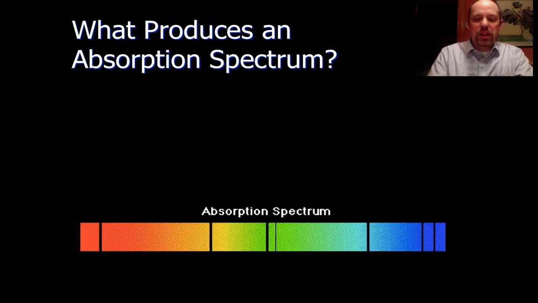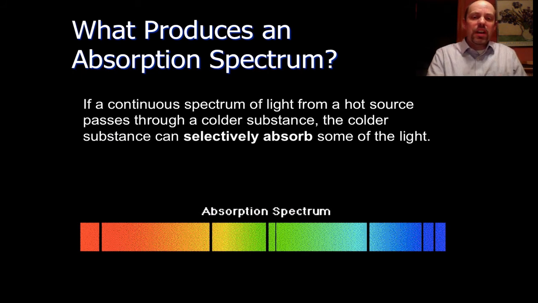For an absorption spectrum, you have to start with a continuous spectrum. So if a continuous spectrum of light from some hot source then passes through a colder substance, the colder substance can absorb some of the light, but the colder substance will only absorb certain colors. So we say it selectively absorbs. It will only absorb certain colors because the electrons can only make certain jumps. When electrons jump up energy levels, that's when they absorb energy. And so if the gas is cold, the electrons are kind of sitting at low energy levels, and they can get excited by the light that comes through, and they will absorb some of that light, and then that light doesn't come through, and you don't see it.